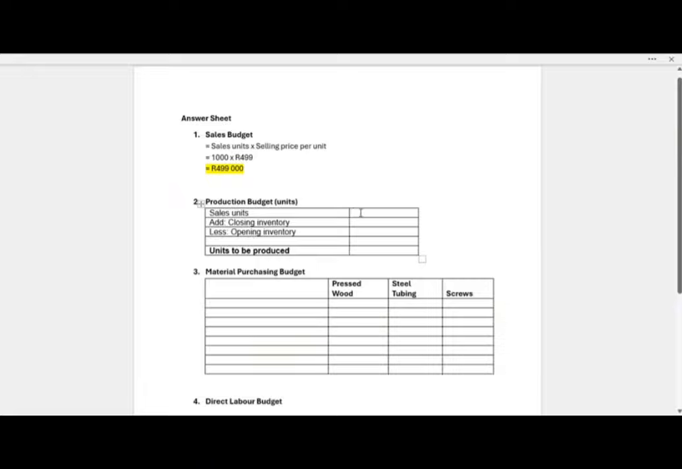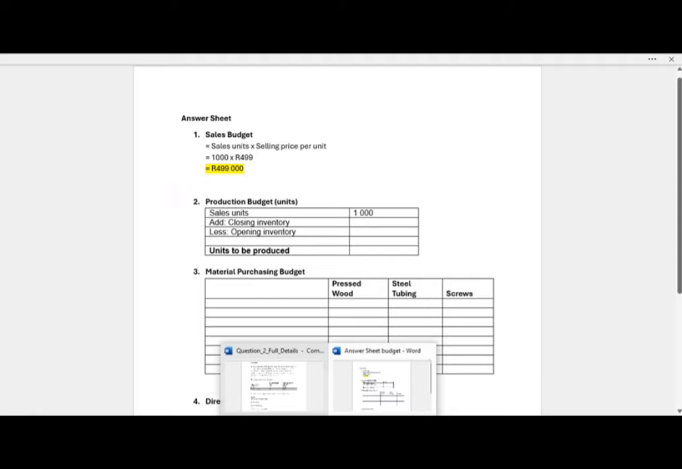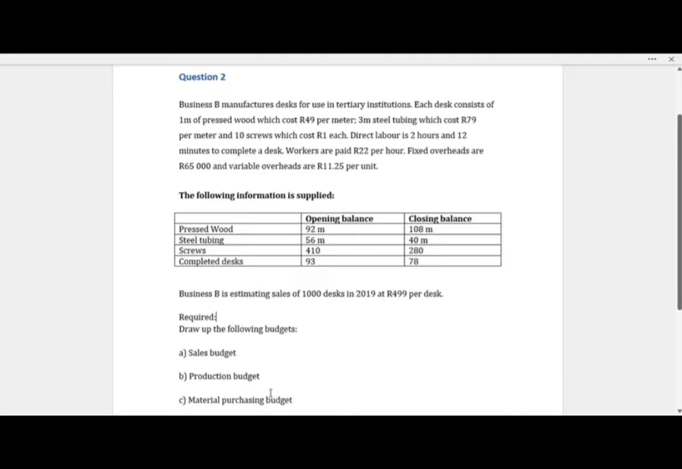Now already we have 1000 sales units that are given already, which is this one from here, which is also given in the information in the question paper. All right, and then what do we need? We need closing inventory because we need to add. So we're going to focus on the completed desks, because we deal with the complete or finished products. So our finished products, opening and closing, are 93 and 78.